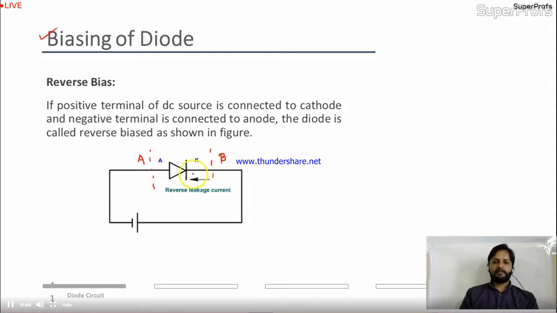If the cathode terminal of the diode is connected with the positive terminal of the battery, and the anode terminal of the diode is connected with the negative terminal of the battery, the diode will be in reverse bias. The diode will be in reverse bias. In actual, what will happen, friends? Again, I'm telling you, this is part of electronics devices and circuits, so I'm not going into depth, right?